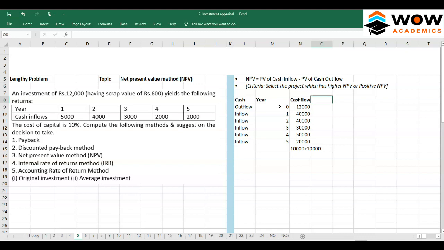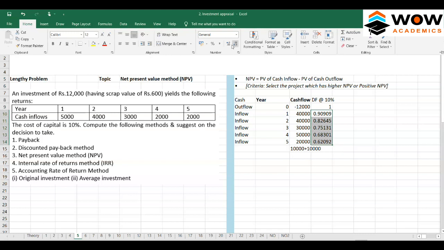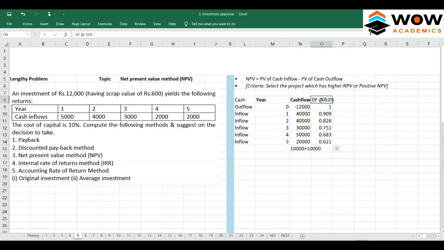Next we have to find out the discount factor at 10%. The 0th year will always be 1. The next year would be the previous number divided by 1.1. Thereafter copy it and paste it for all the other numbers. We don't need so many numbers after the decimal, we can reduce them.